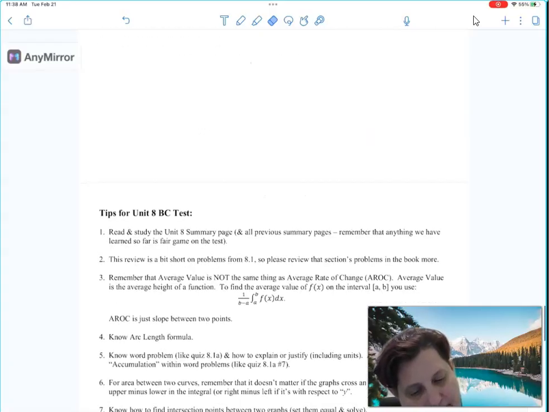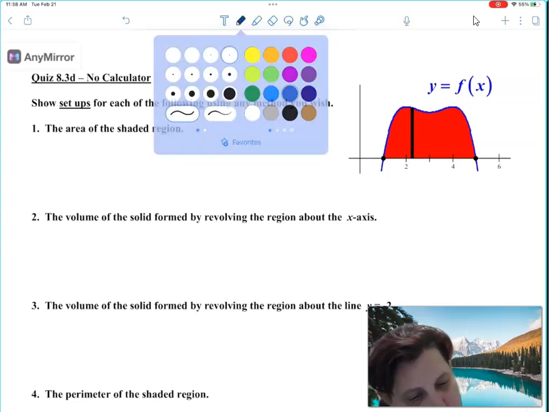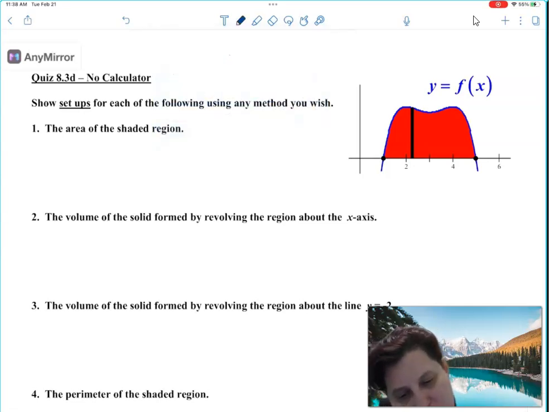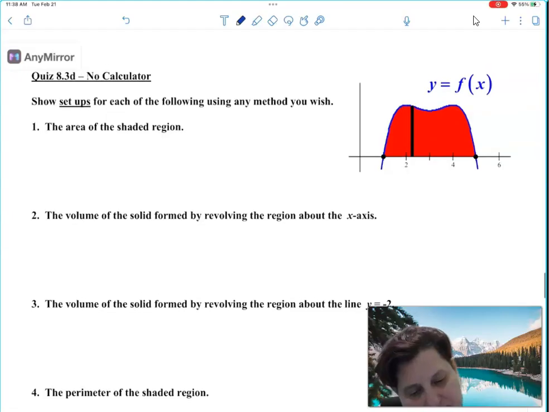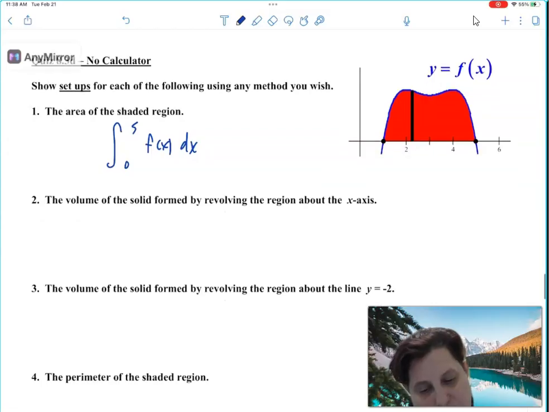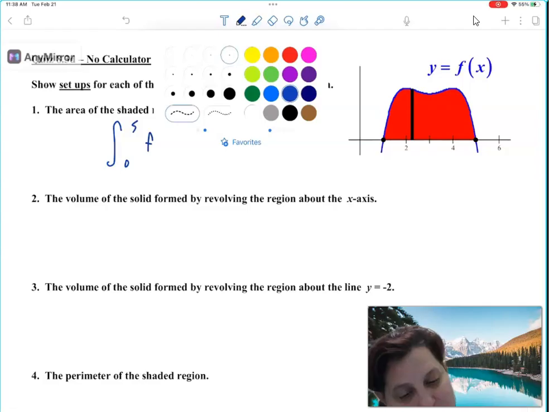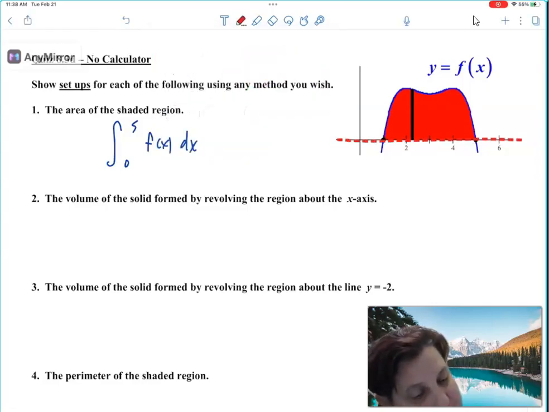All right, no calculator. All right, perfect. Okay, the area of the shaded region, great. Oh, it just says f of x, but it doesn't actually tell me what f of x is. Fabulous. So that's going to be the integral from 0 to 5 of f of x. Love that for us. Okay, the volume by revolving around the x-axis. Okay, guys, that's here. All right?